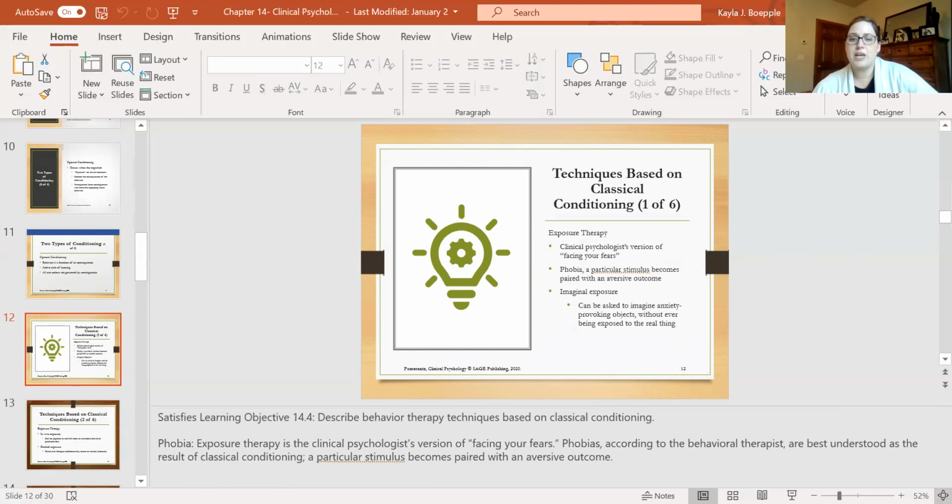So the way that a phobia becomes created is a particular stimulus becomes paired with an adverse outcome. So maybe over time, everybody just told you spiders were scary, or would say, oh, stay away from them, there's spiders. Eventually, over time, you'd be conditioned to be afraid of spiders.